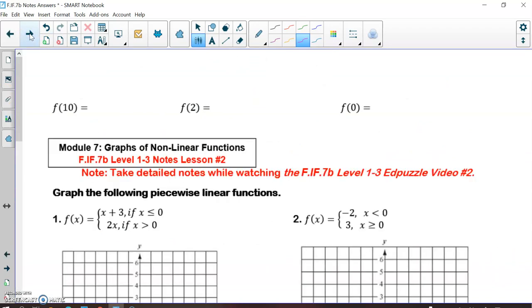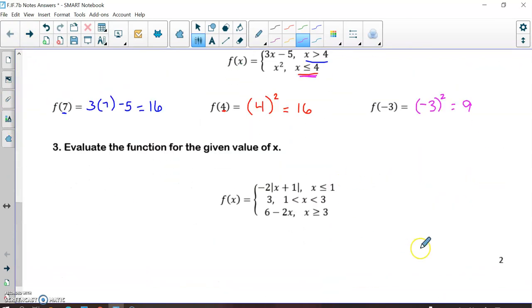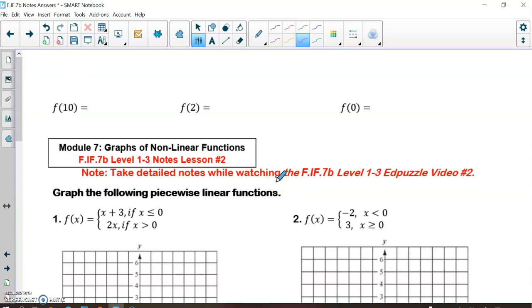Mine is not, unfortunately. So I'm going to do f of 10. And so 10 is greater than 3. So I'm going to put 10 into the bottom equation, which is 6 minus a 2x. So 6 minus a 2 times a 10 is really a 6 minus a 20, which gives me a -14.